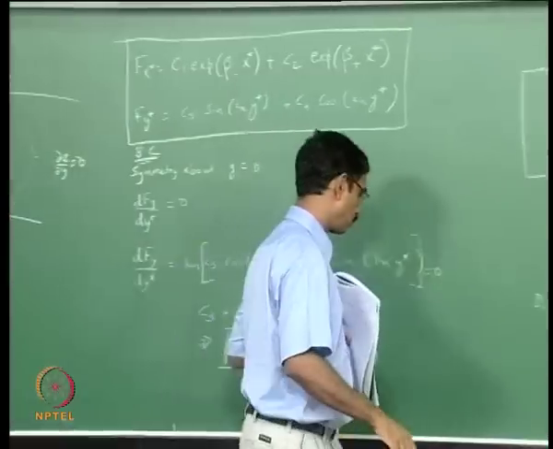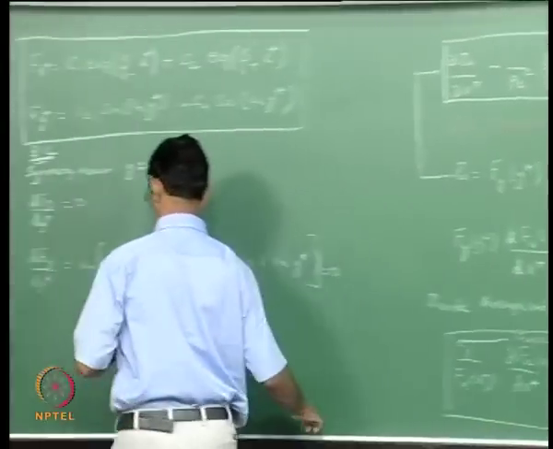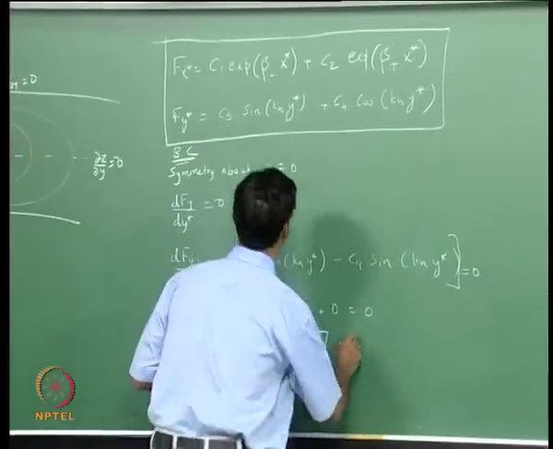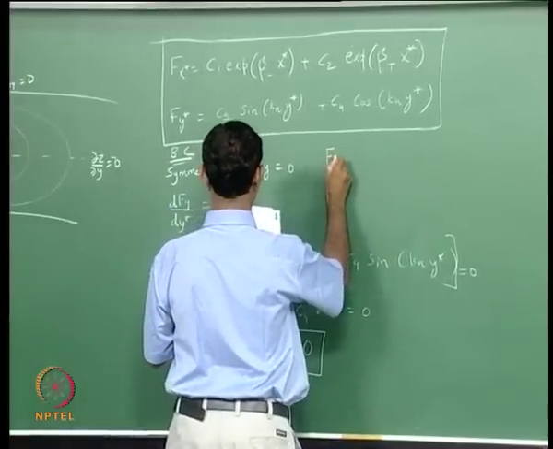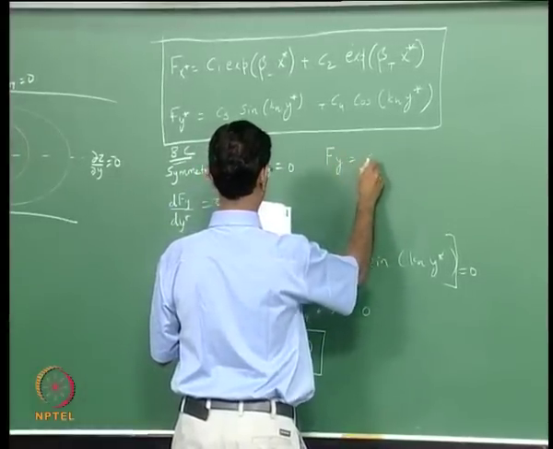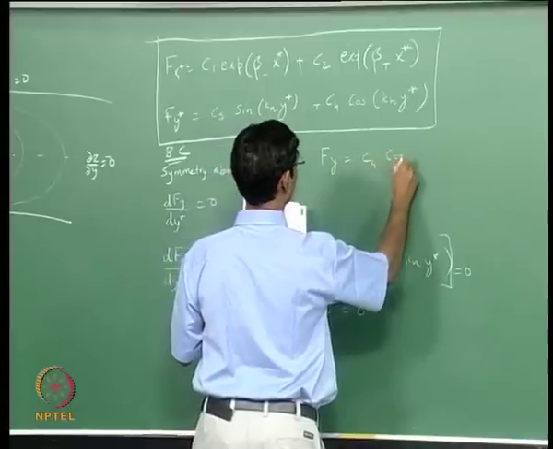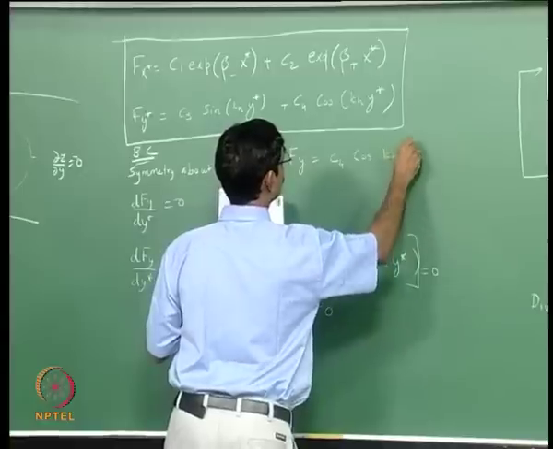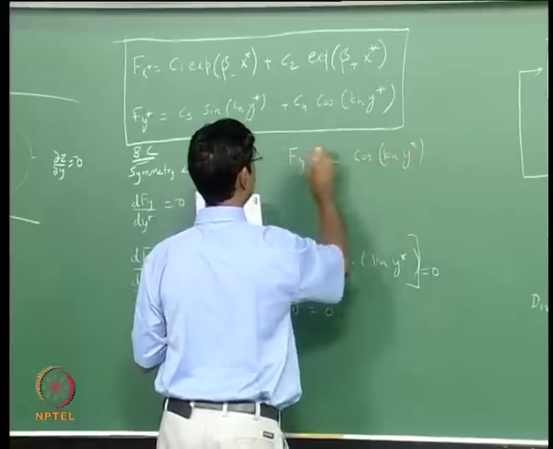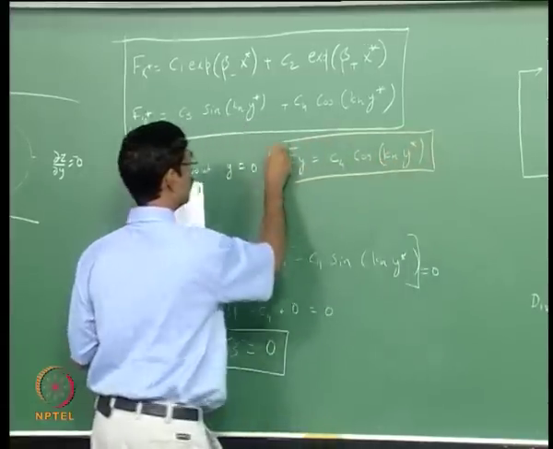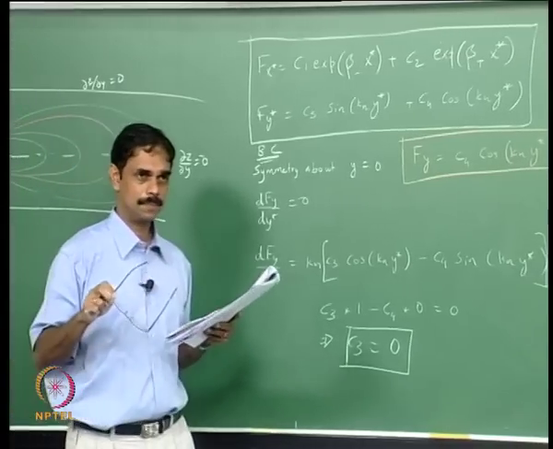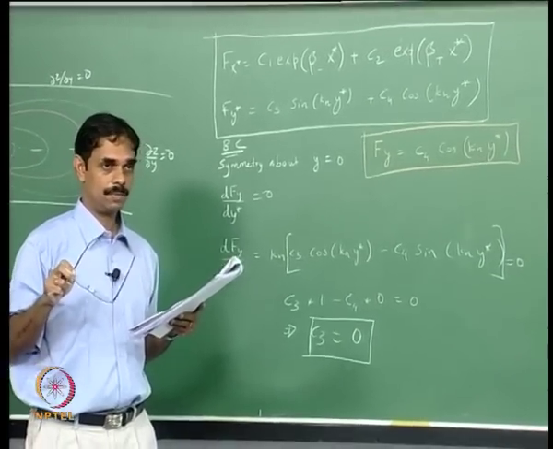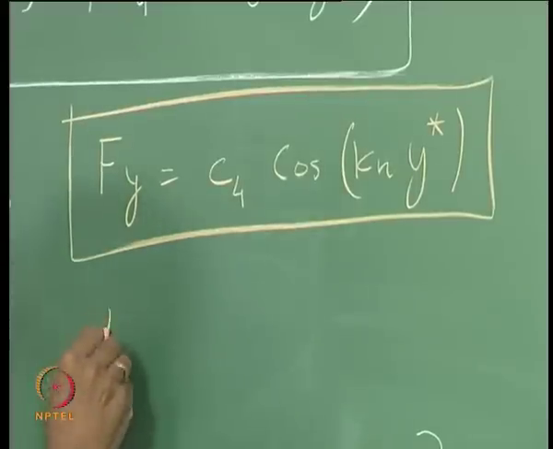And so we can write here now fy equal to C4 cos kn y star. So our solution is in terms of y star. That means what was y star? y by W2. So we have to remember.